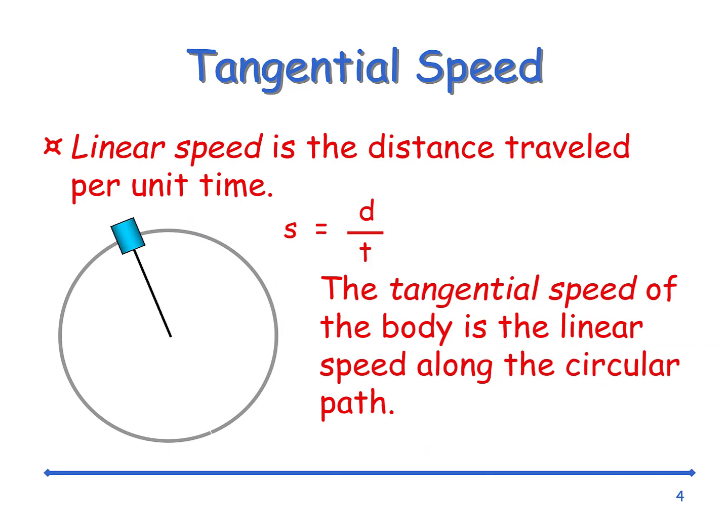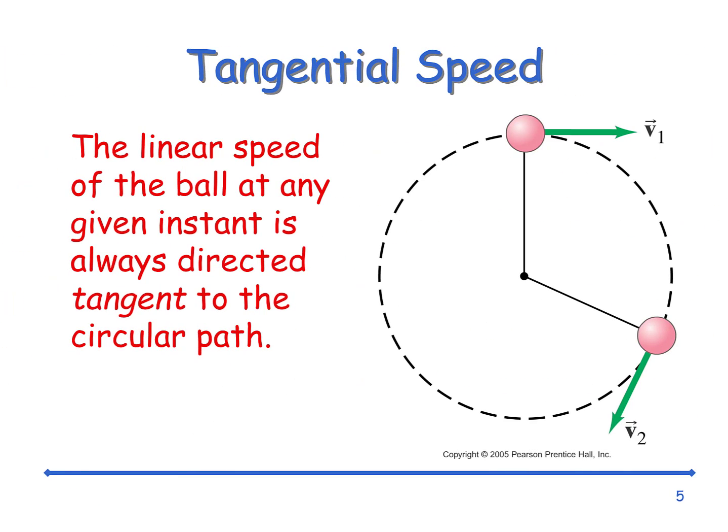So if we replace those two things, our distance is 2 pi r in one full turn. Our capital T is our period, is our time that it takes to do one full rotation. That is the formula that we can use to find the tangential speed of that thing that is rotating. And that's going to be the linear speed of that object along that circular path, which is easy to visualize if we take a look at this next picture.